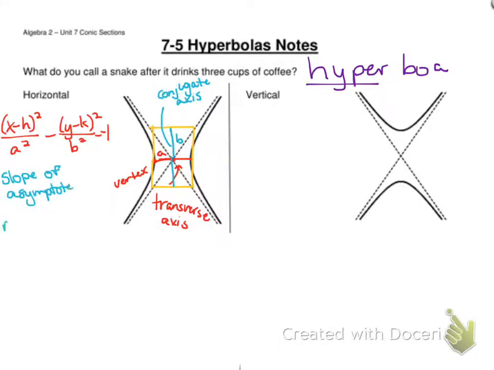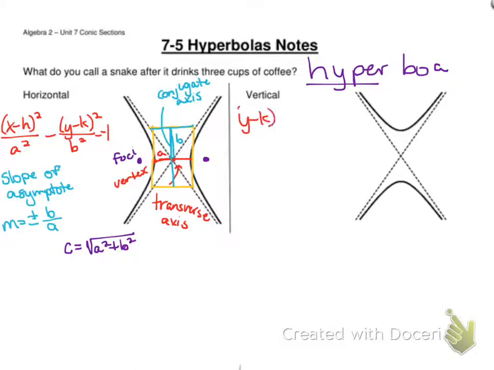The slope of the asymptote is m equals plus or minus b over a. That's how you know if you go up b over a to the right, or up b over a to the left. We still have foci, and in this case it's the square root of a squared plus b squared instead of the square root of a squared minus b squared. So for an ellipse, the equation is add and the foci is subtract, and for a hyperbola, the equation is subtract and the foci is add.